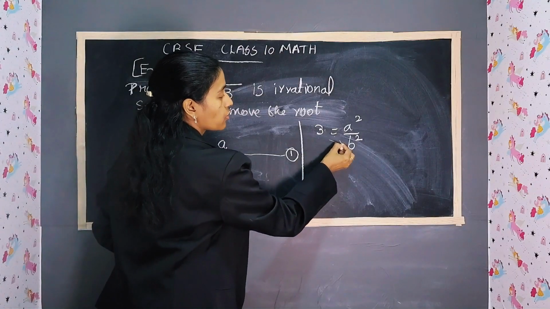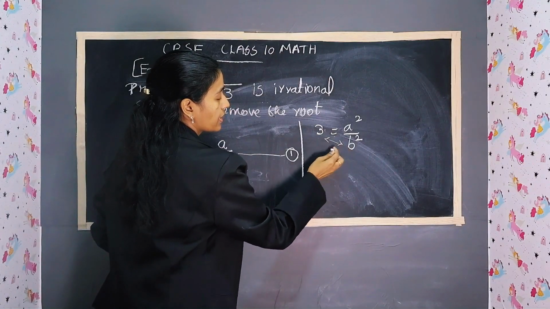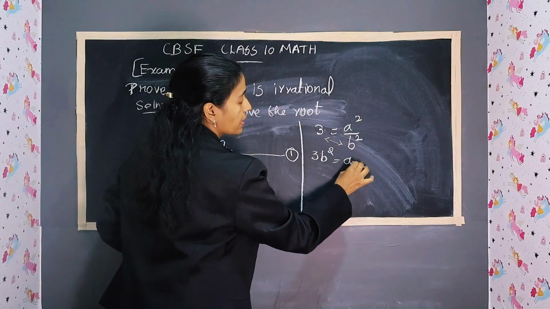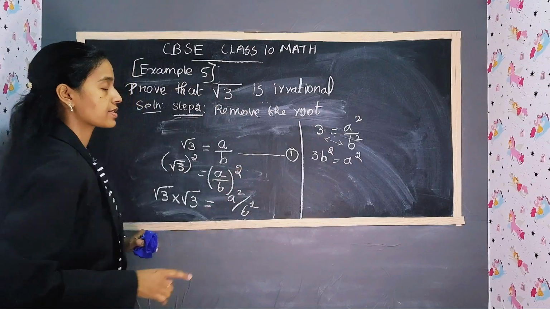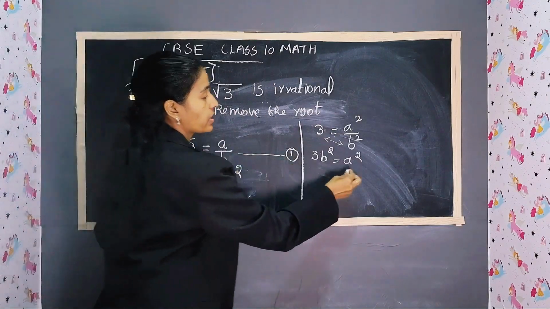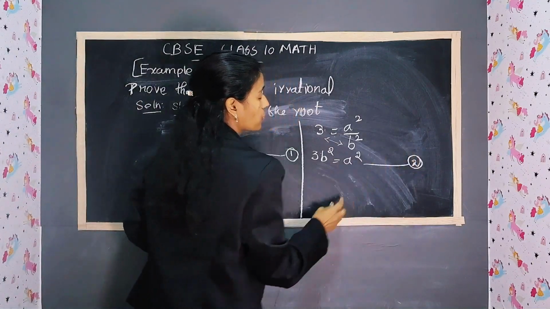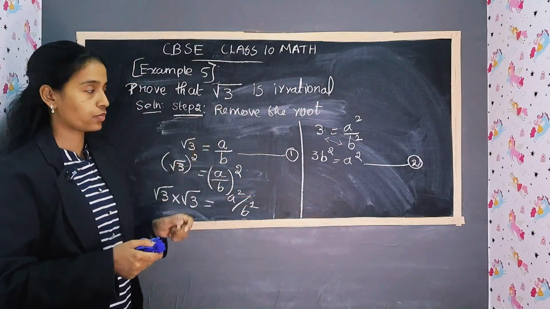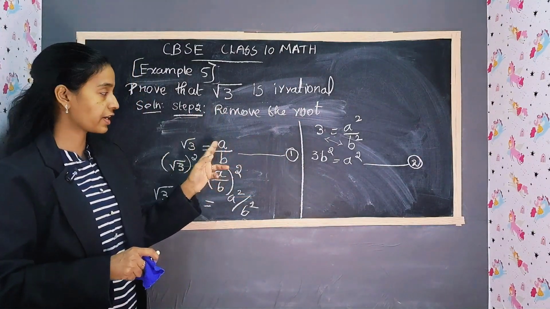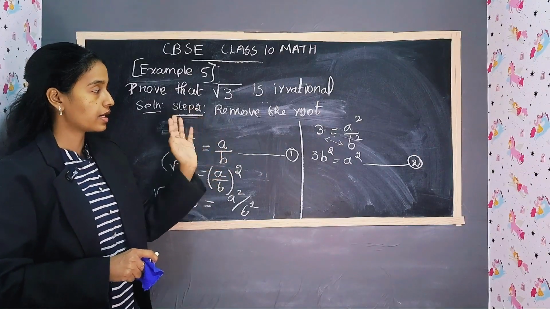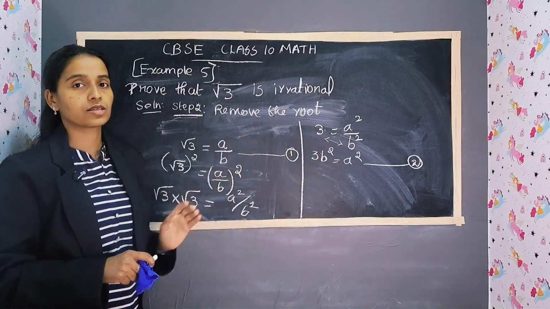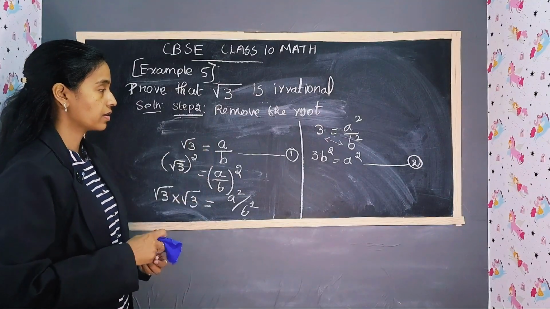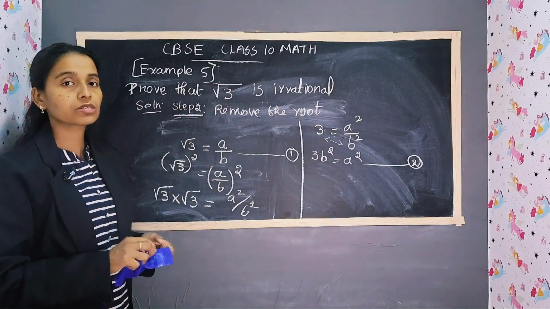We can cross multiply this 3 and b. 3 into b square equal a square. This is the step. This is equation number 2. The second equation we have gotten from step number 2. Okay. From the first step we have gotten this equation, and next step we have gotten this. This is step number 2. And next, step number 3.